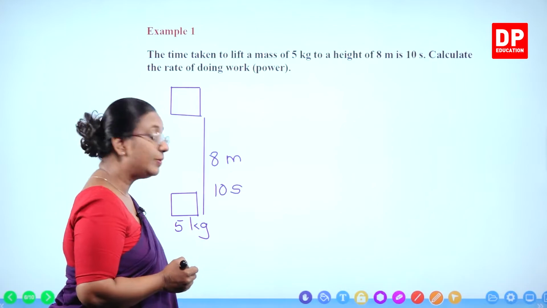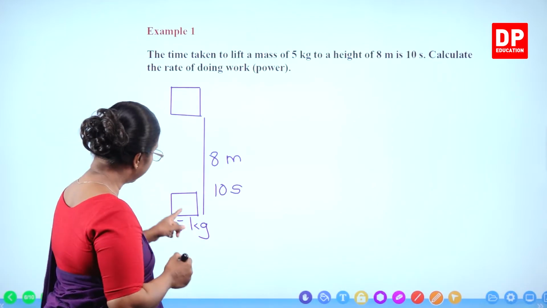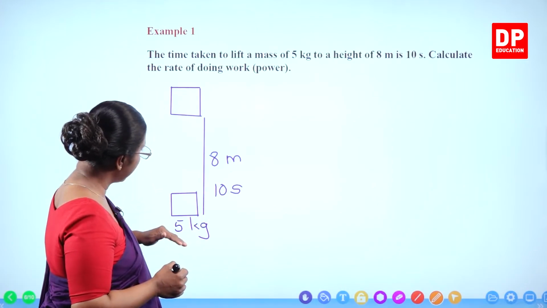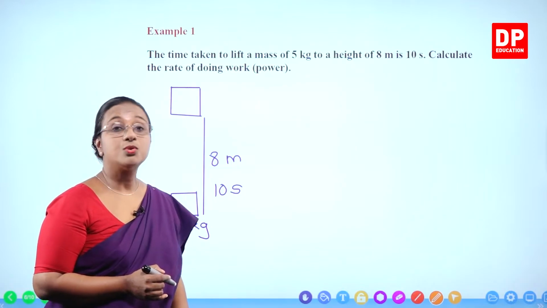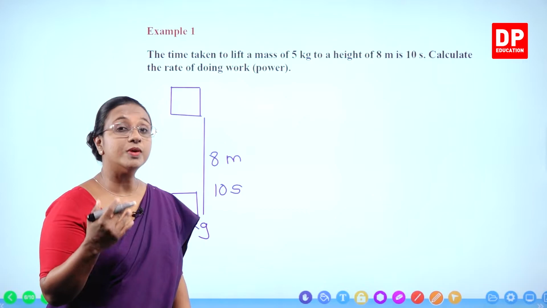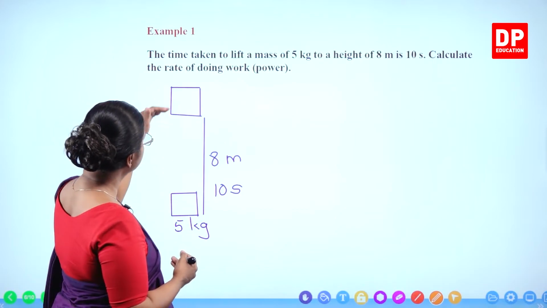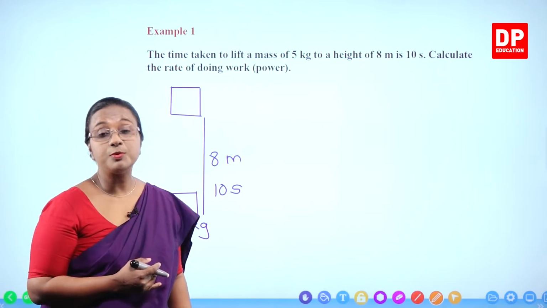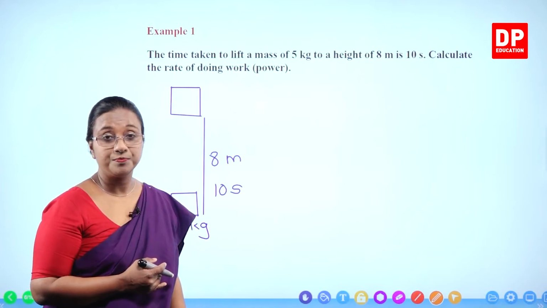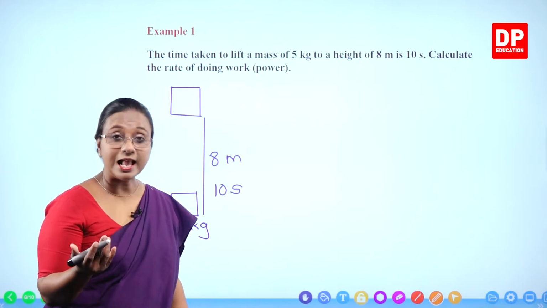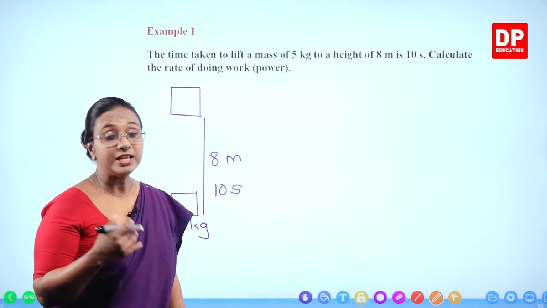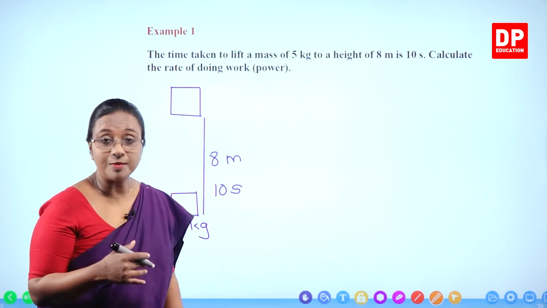So how are we doing work here? You can remember, students, the object is there. You are lifting it against gravity. So what will happen when you do work? That will be stored as gravitational potential energy in the object. So that is the work done. How do we calculate that? You know the equation. You all know how we come to that.